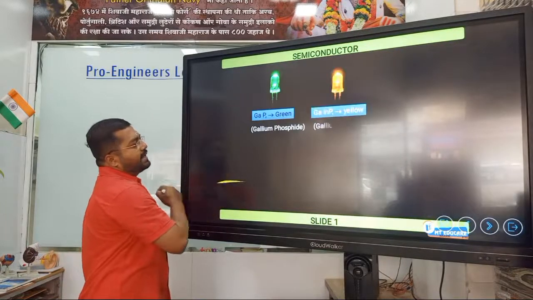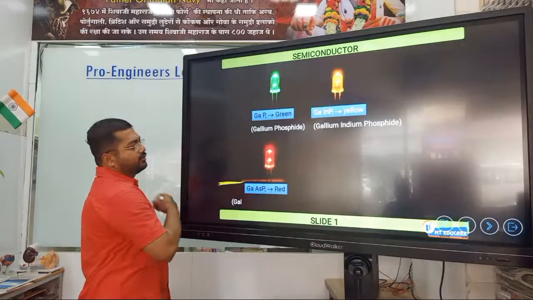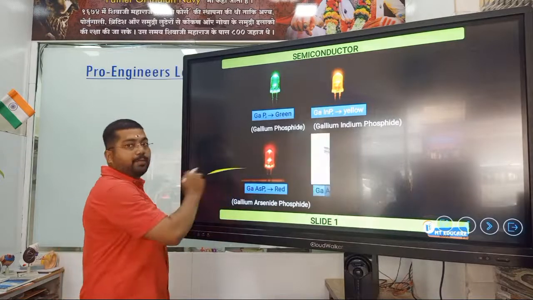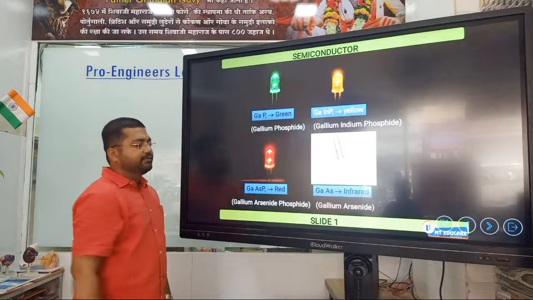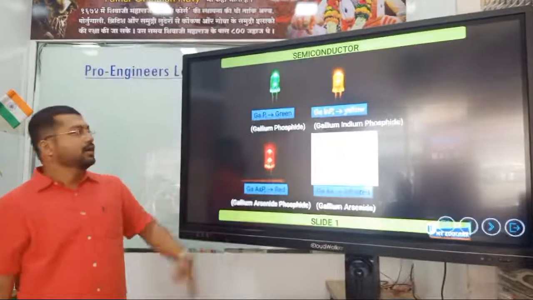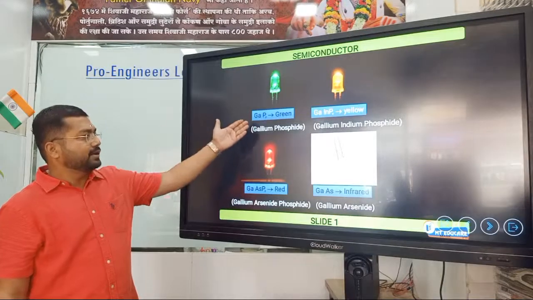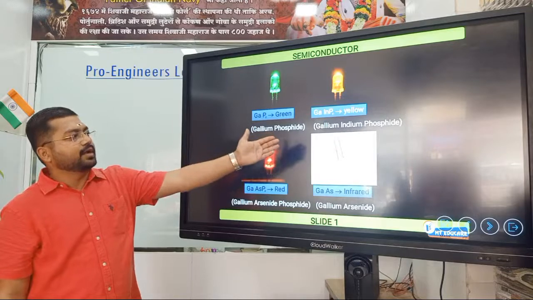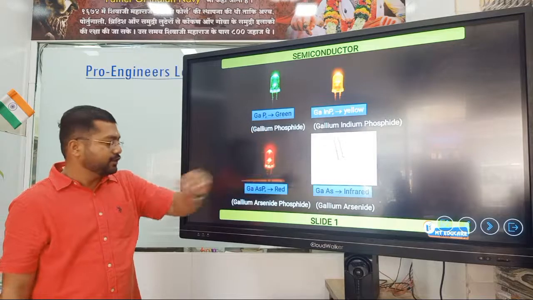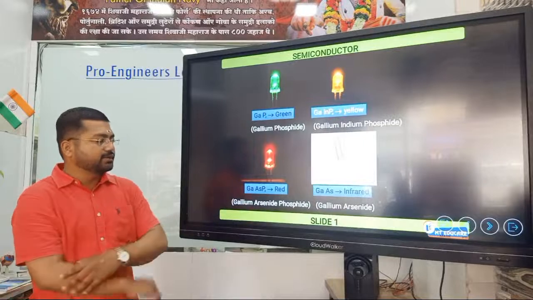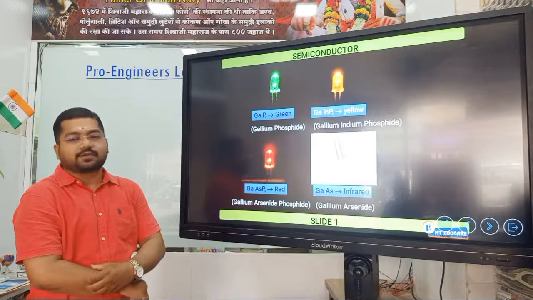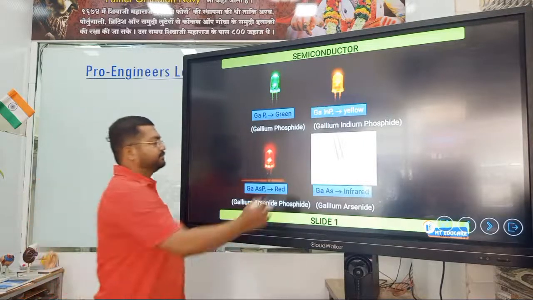So how will we get different colors? For that, these are a few combinations by which we will get different types of colors. For green, gallium phosphide is used. For yellow, indium phosphide is used. Gallium arsenide phosphide is for red, and gallium arsenide is for infrared. Right?